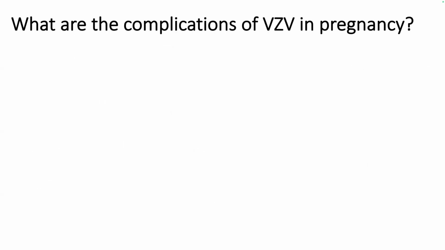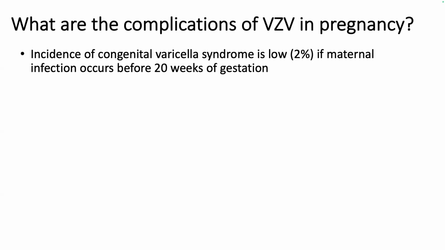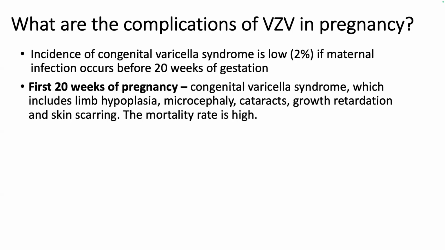And I guess you very smartly mentioned this already. The reason that we worry about the fetus is that there is a risk of congenital varicella syndrome if mum gets chickenpox earlier on during pregnancy. If it occurs before 20 weeks of gestation, the actual incidence is pretty low, but the consequences are a lot more devastating. You could get microcephaly, cataracts, intrauterine growth restriction and scarring of the skin, and there is a high mortality rate.